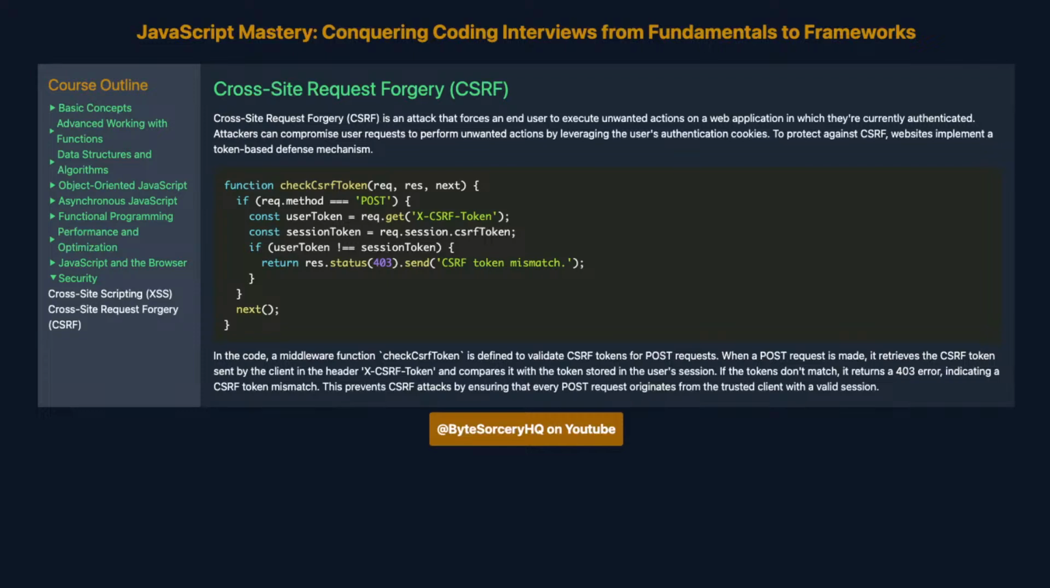In the code, a middleware function, checkCSRF, is defined to validate CSRF tokens for POST requests. When a POST request is made, it retrieves the CSRF token sent by the client in the header X-CSRF-Token and compares it with the token stored in the user's session. If the tokens don't match, it returns a 403 error, indicating a CSRF token mismatch. This prevents CSRF attacks by ensuring that every POST request originates from the trusted client with a valid session.